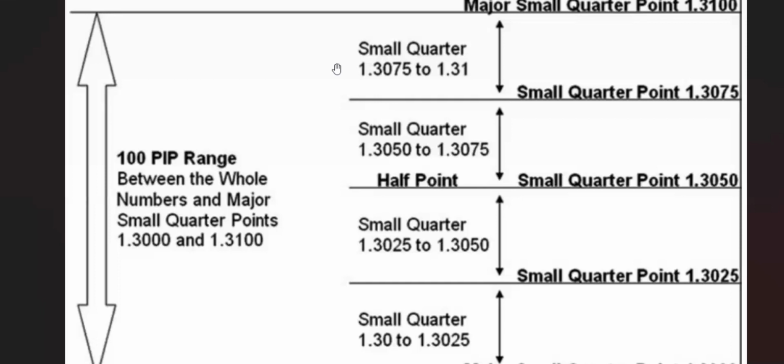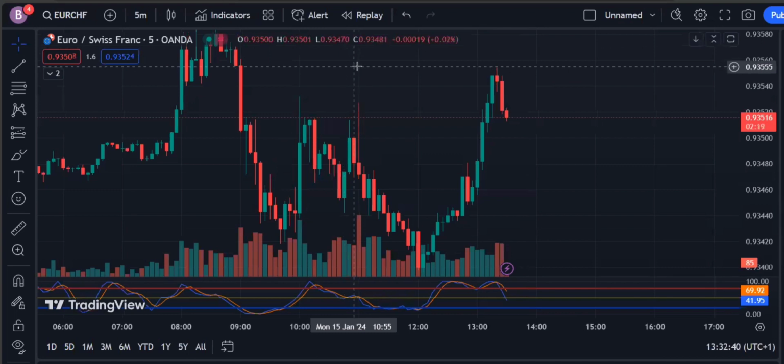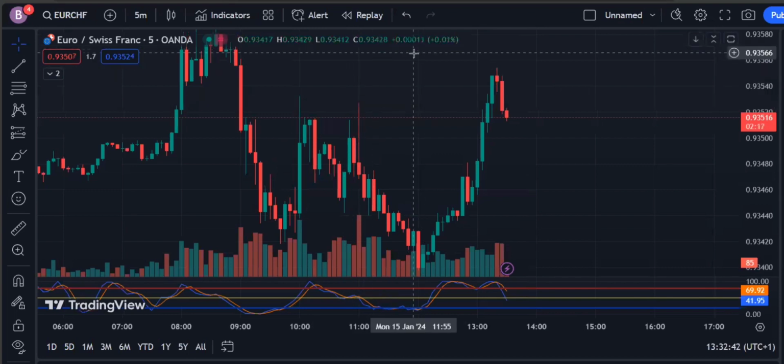Remember that in HFX, all you need is what? 1 pip above or below your entry price, or in favor of the market direction. So all you need is just 1 pip. So having that in mind gives you what? Gives you flexibility. So today we're looking at a 100 pip range. I beg your pardon. So how do we look at a 100 pip range?